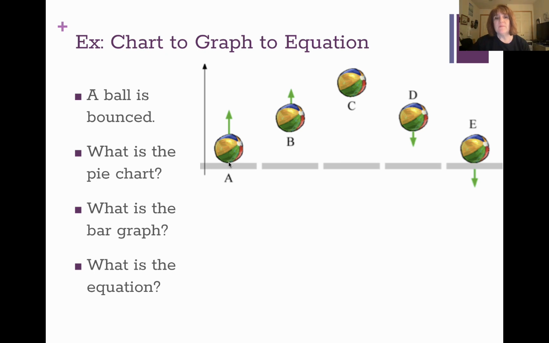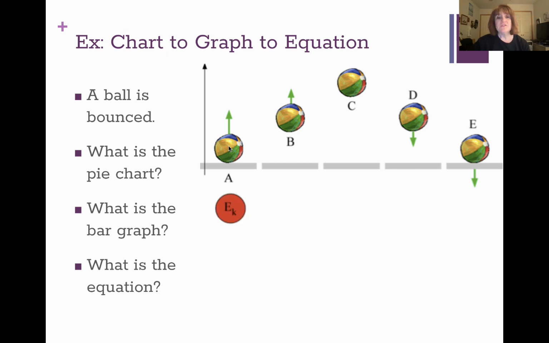It is coming directly up off the floor, so it has no height. But at position B, it does have height. C is the highest it will go. D is halfway down, and E is right before it hits the ground again. And again, notice the arrows are showing you the direction of the motion and how much motion it has. The longer the arrow, the faster it's going.